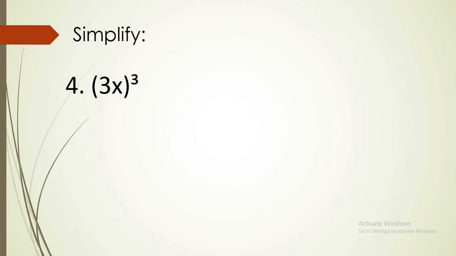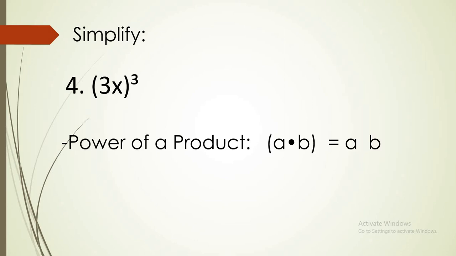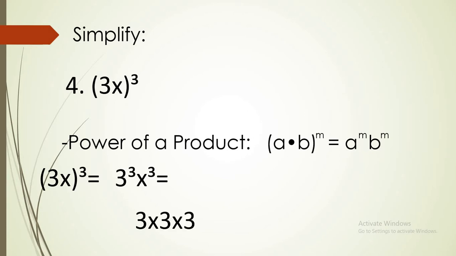The next one is quantity 3x cubed, and we will use the power of a product, wherein quantity a times b raised to m is equal to a raised to m and b raised to m. So again, this is our given. So all we need to do is to just simply distribute the power of 3 to both bases. So we have 3 cubed and x cubed, where 3 cubed is also equal to 3 times 3 times 3. So the final answer is 27x cubed.